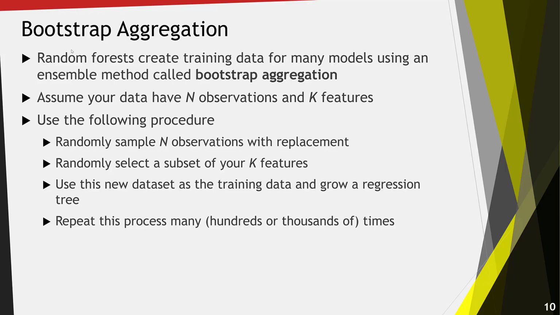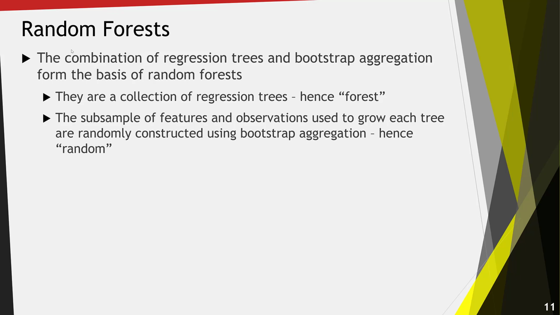You then repeat this process of randomly resampling your data, randomly selecting a subset of your features, and then training a regression tree hundreds or thousands of times. It's this combination of regression trees and bootstrap aggregation that form the basis of random forests. They're a collection of regression trees, hence the word forest, and the subsample of features and observations used to grow each tree are randomly constructed using bootstrap aggregation, hence the random.